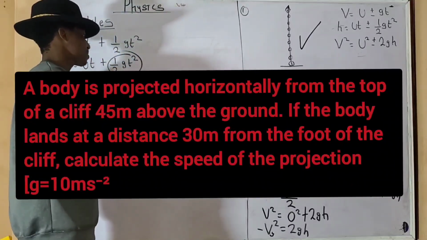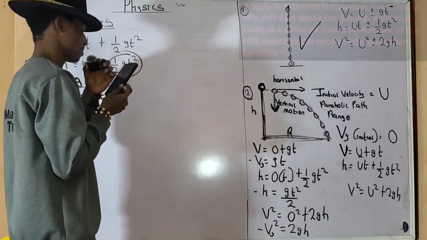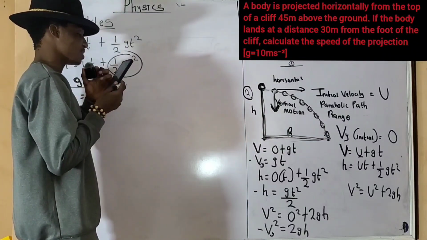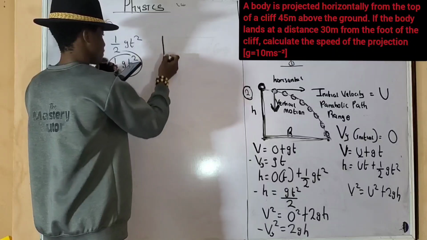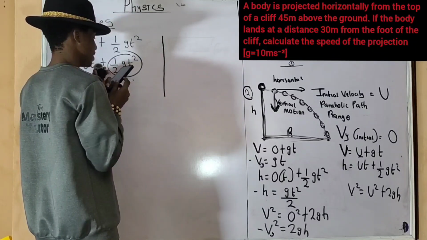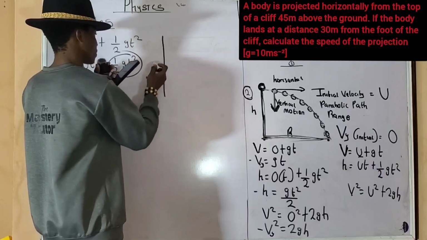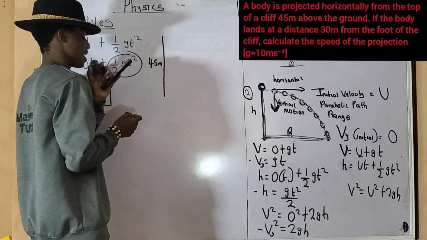Now, let us first interpret the question into a diagram. Here, we are given that a body is projected horizontally from the top of a cliff. Let's say this is the cliff. And then the height of the cliff is what? 45 meters, okay? Above the ground.